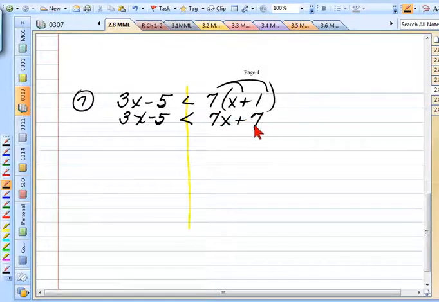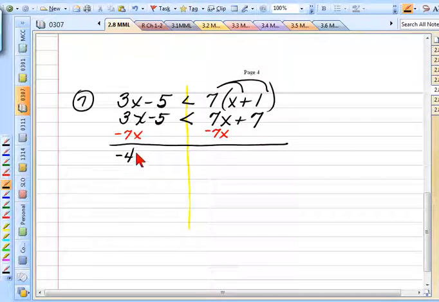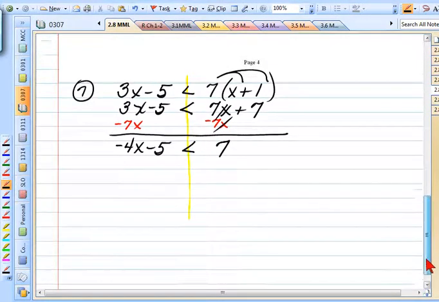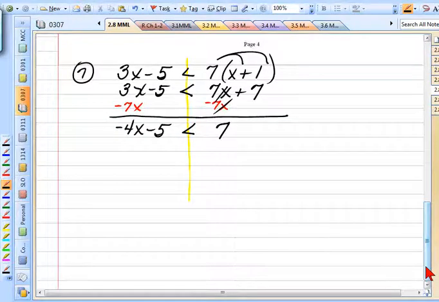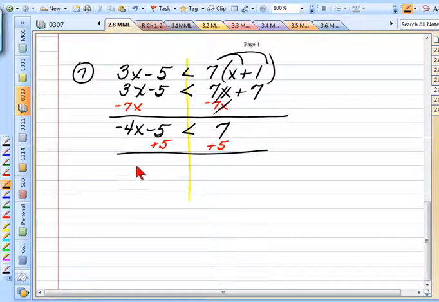Good. I have variables on both sides, and I choose to get rid of the one on the right. What does that give you? Negative 4x minus 5 less than 7. What's next? Add 5. Add 5 to both sides. I'm trying to isolate the x. So add 5, add 5. That gives me negative 4x is less than 12. Last step.